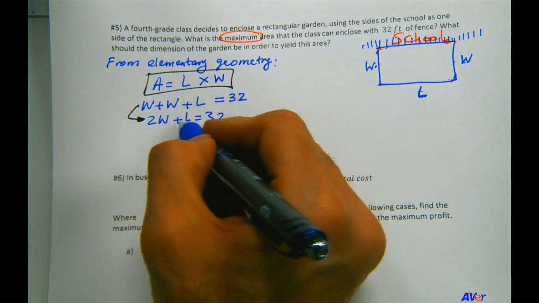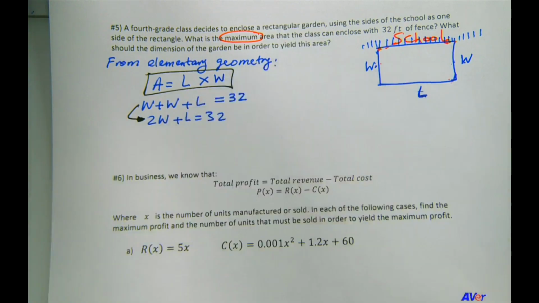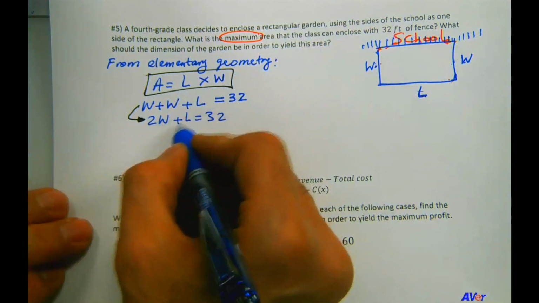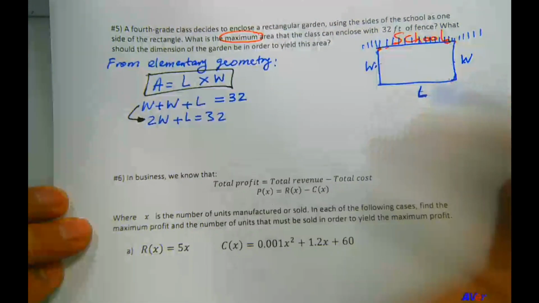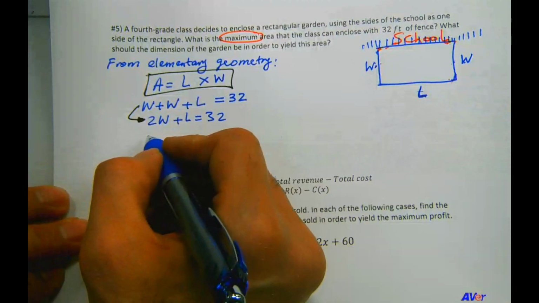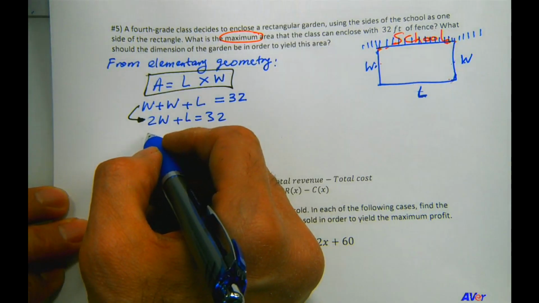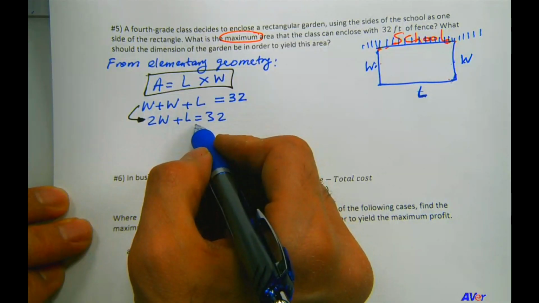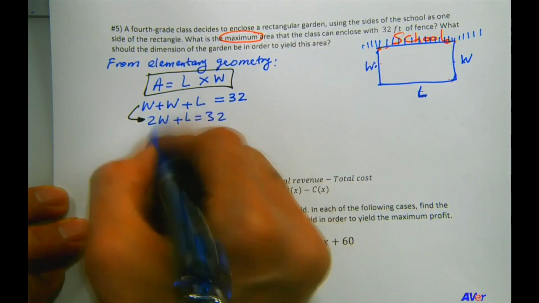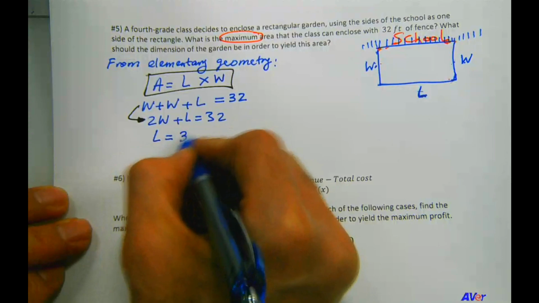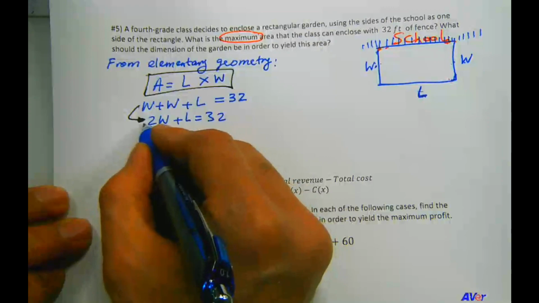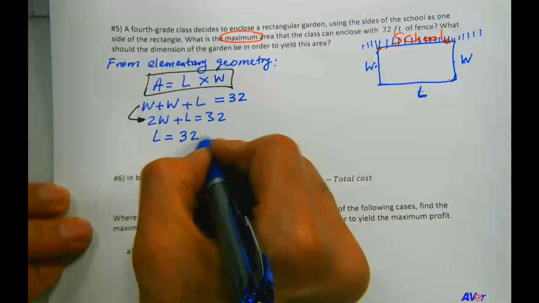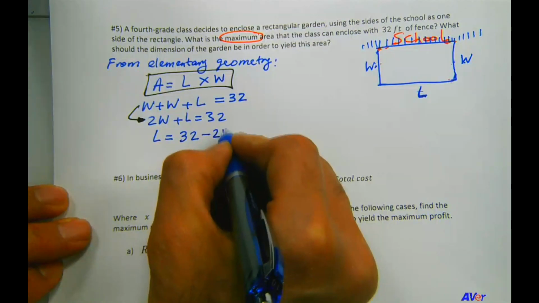Now we can use this to write one variable in terms of the other one. That's the use of this information. So let's do that. I'm going to write this in terms of the length. Yeah, that would be better. So length is equal to 32. Move this 2w to the other side. It's positive on this side. When you move it across the equality symbol, it becomes minus 2w.